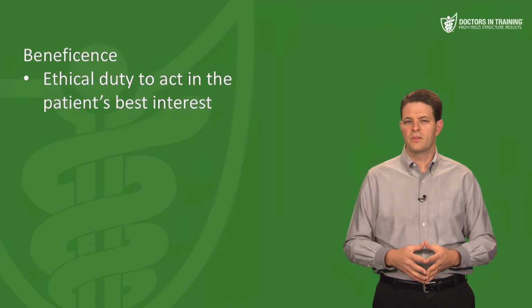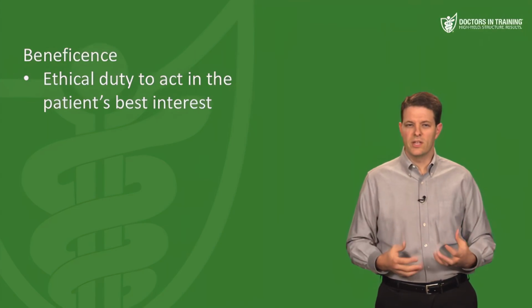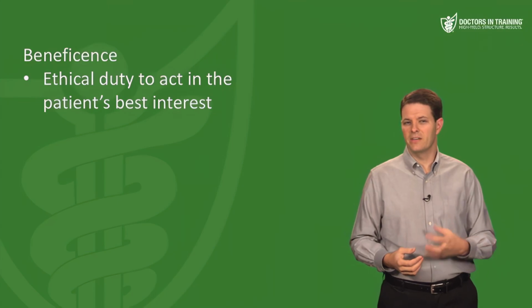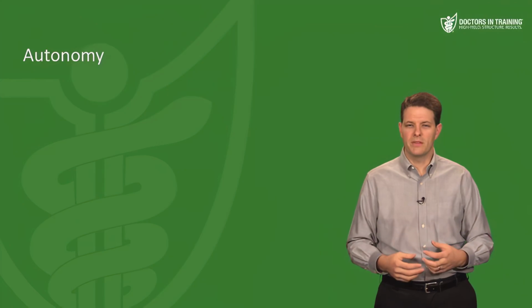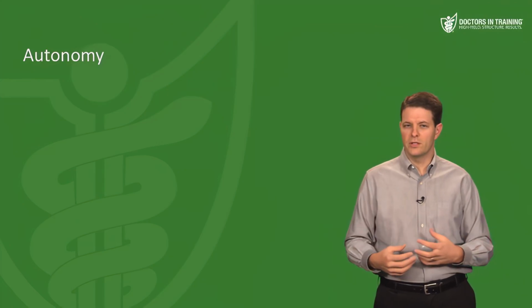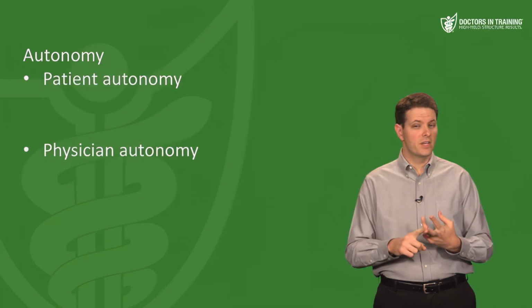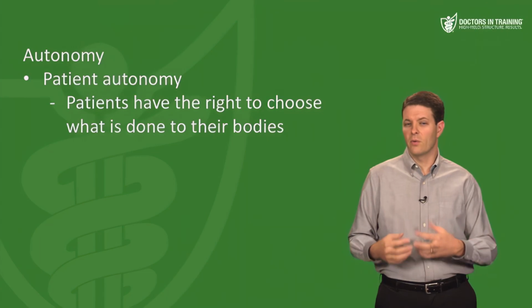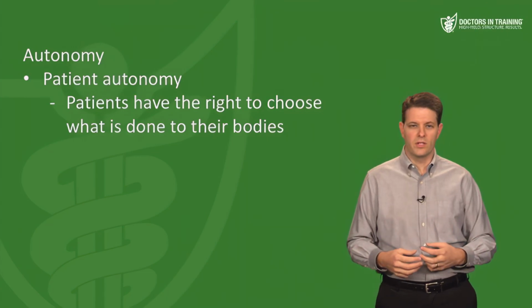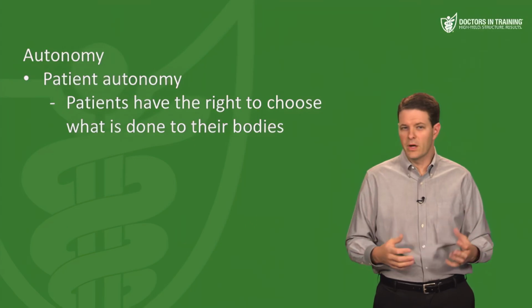The first basic ethical principle is beneficence. Beneficence means doing good. So we as physicians have an ethical duty to act in the patient's best interest. The second ethical principle is autonomy, which basically means self-rule, the right to choose for yourself. So this includes both patient autonomy and physician autonomy. Patient autonomy means that patients have the right to choose for themselves what's done to their bodies. They have the right to know their options and to choose how they're treated, or to choose whether or not they're going to be treated at all.